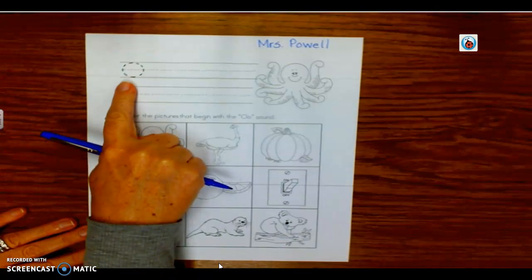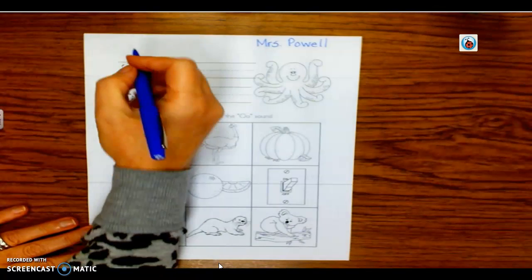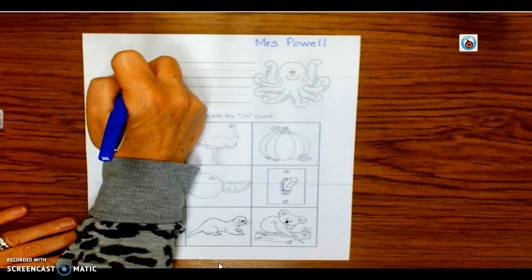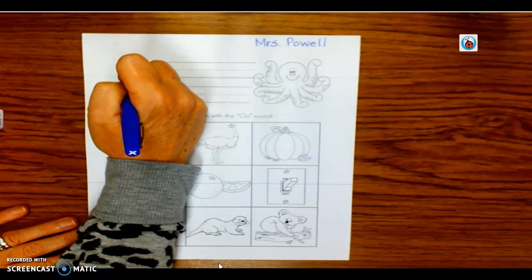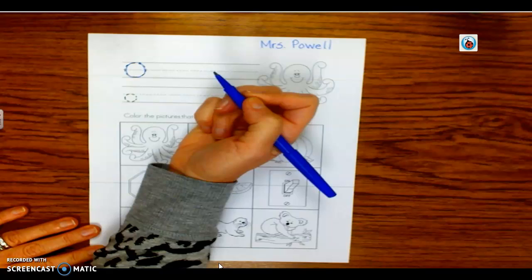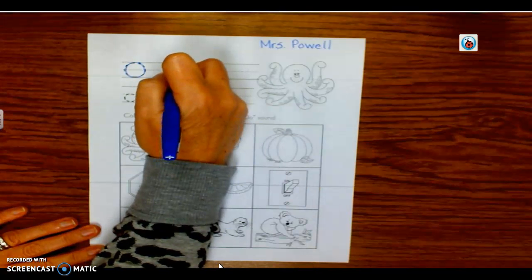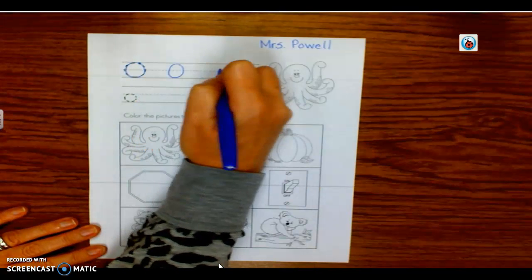All right, on the top row, we have an uppercase O. For an uppercase O, you use your pencil. You start at the top, you curve it around and down and close it. Then you are going to write some uppercase O's.